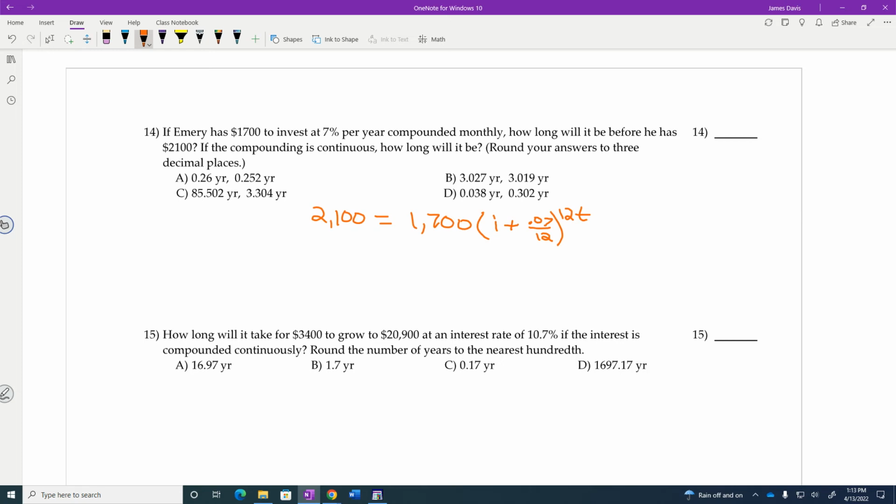Okay, what's our first step in this one? Yep, we have to divide. Get rid of this number first. In the doubling time, that was already gone. Just divide by 1,700 on both sides, and you can cancel out the zeros like I've been doing. So we get 21 over 17 equals 1 plus 0.07 over 12, to the 12t. Okay, now what? 12th root or natural log?